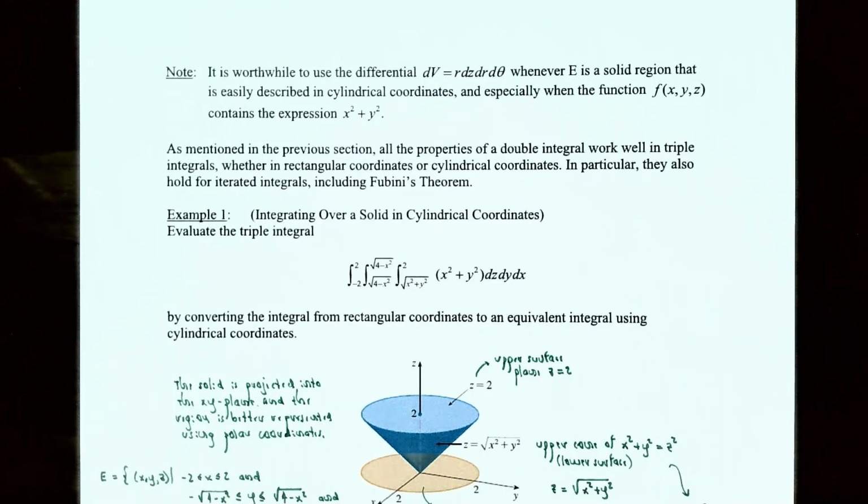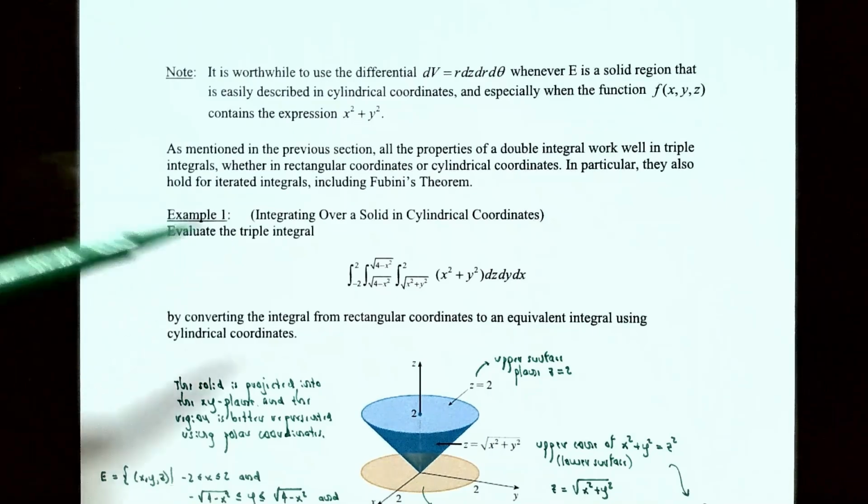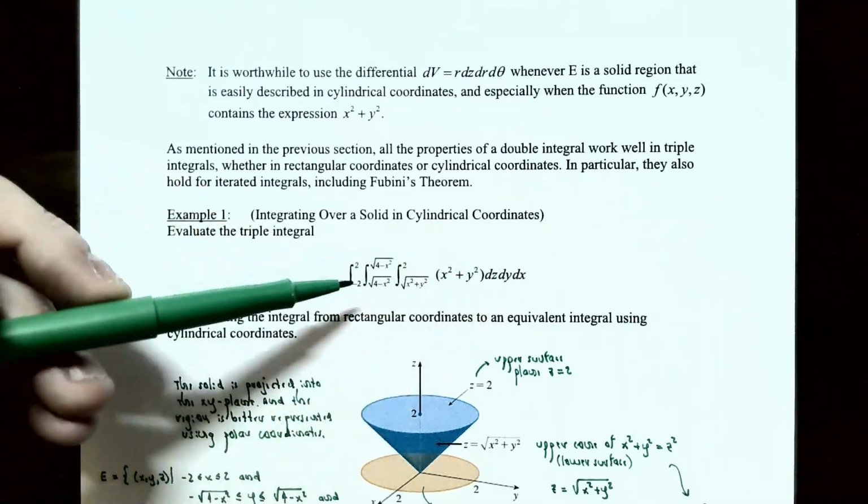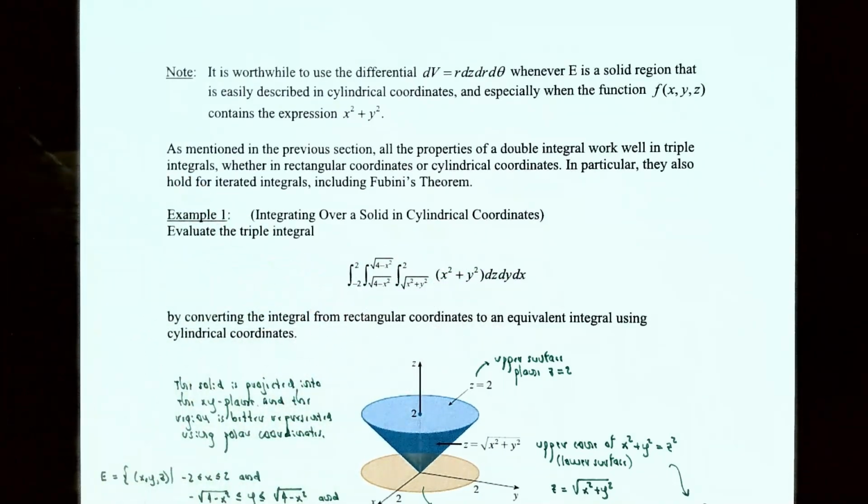As we've seen in the previous section, any property that we have with double integrals also works with triple integrals, whether we're using rectangular coordinates or cylindrical coordinates. Example 1, integrating over a solid using cylindrical coordinates. Evaluate the triple integral. The outside integral corresponds to x values from x equals -2 to x equals +2.